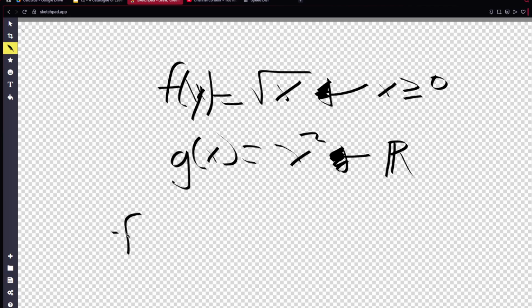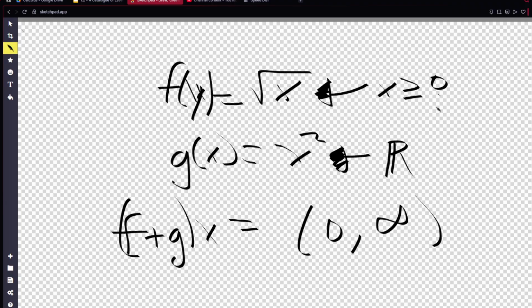So when you do f plus g of x, you might wonder, what's the domain of this? It's the intersection, which basically means the highest minimum and the lowest maximum. The lowest maximum here is nothing, since they're all defined past 0 and don't have a maximum. But the highest minimum is 0, so the domain is x greater than or equal to 0, to infinity.